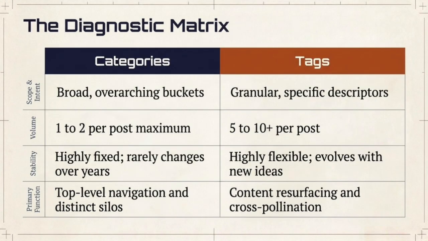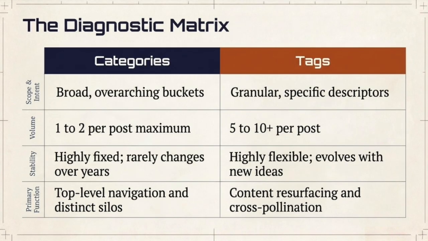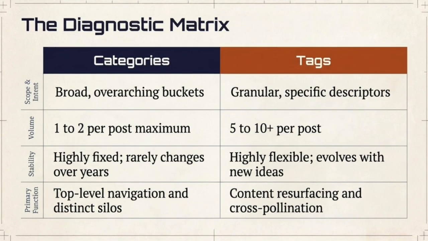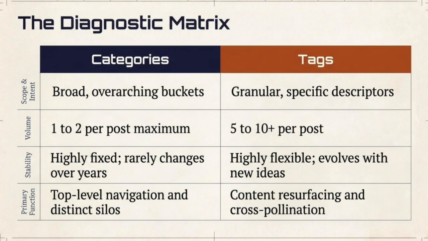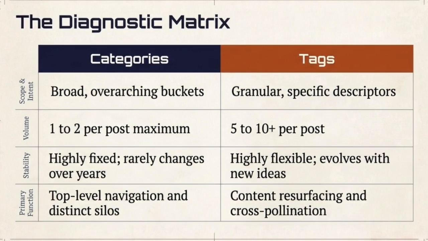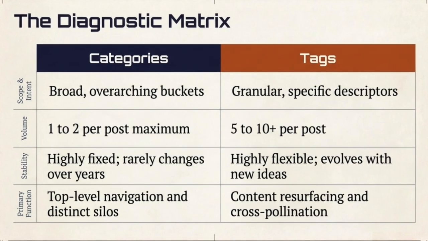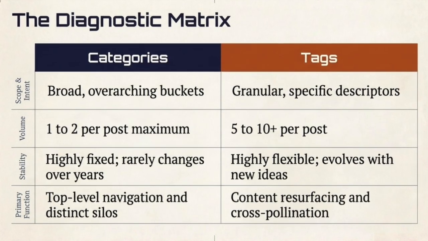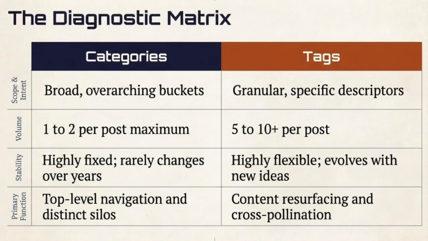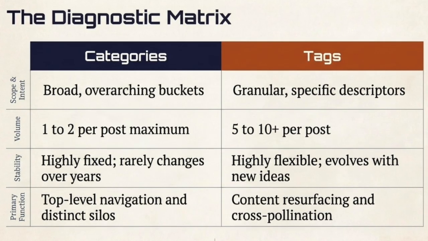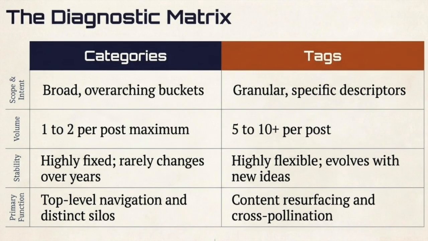This matrix sums up the governance. Categories provide broad, low-volume, stable buckets designed to build structural top-level silos. Tags offer flexible, high-volume descriptors built to resurface content and forge connections across those silos. On my own site, I have defined clear policies for what and how to use categories and tags for content.